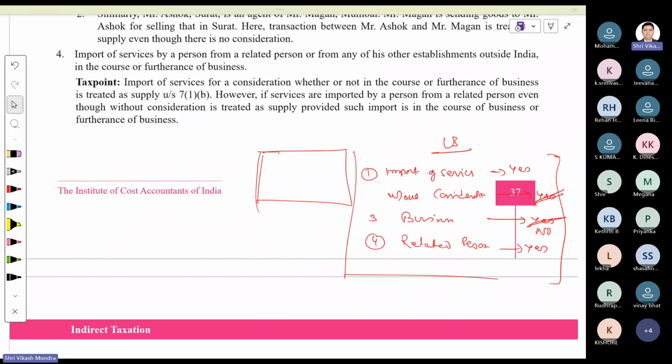Anyone have any question, any query? Please raise it through this chat box.